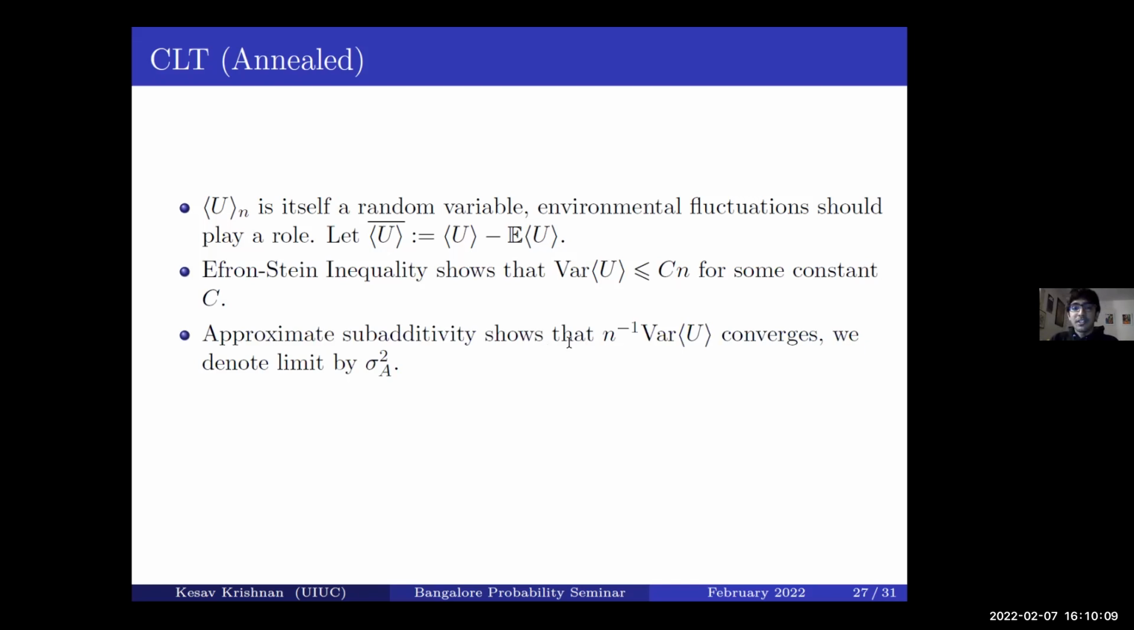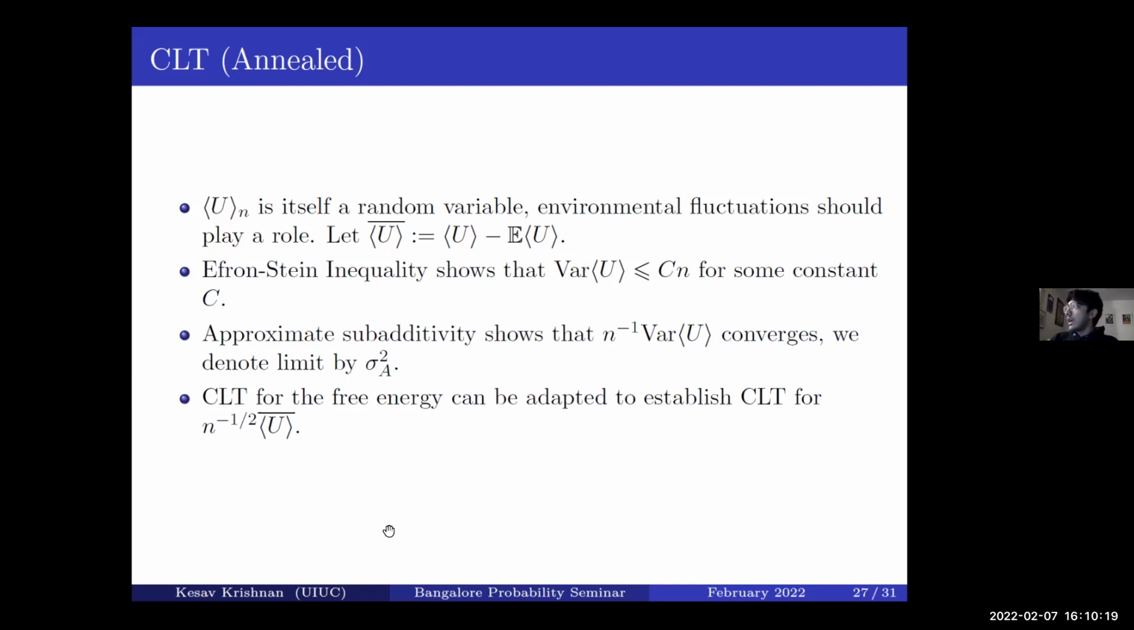The sequence of variances is also approximately subadditive, so we have a limit of the variance of U divided by n. And you can use the same Lindeberg-Feller argument that was used for the free energy for the number of unpaired vertices in each of these pieces.